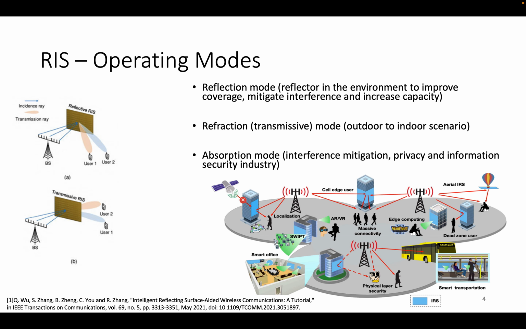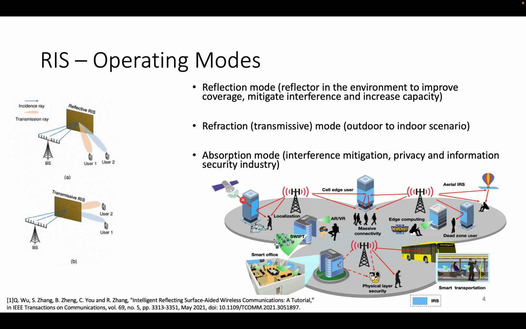So in these slides, we see different operating modes for RIS. On the left, the top figure shows the reflective mode, where the base station sends a signal and the RIS reflects it toward different users. Below, the figure shows the refractive mode, where the RIS transmits the signal through itself toward a user behind it. These different modes can be very useful in various scenarios.